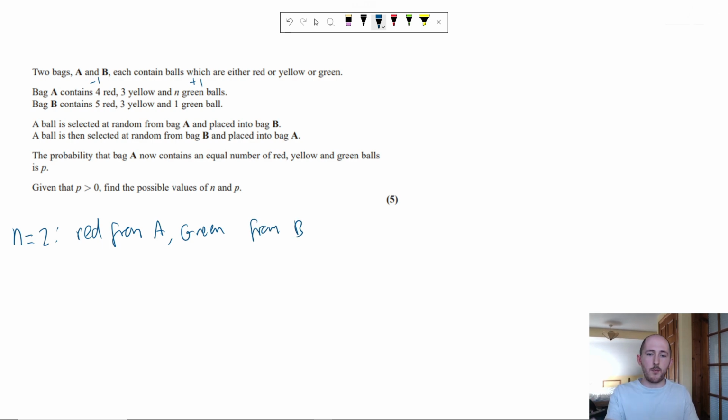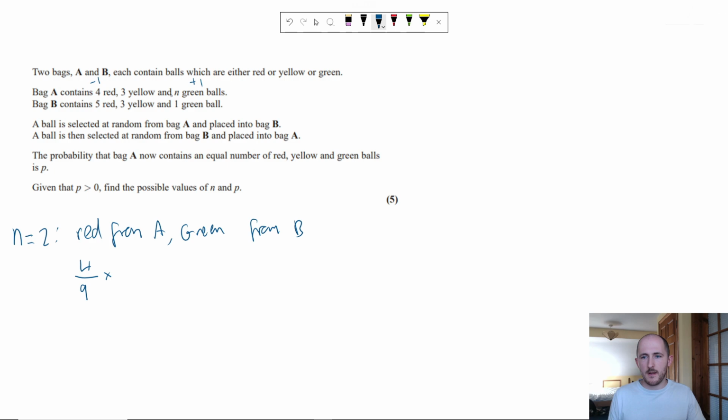Let's work out the probability of that happening. What's the probability of taking a red from A if we have 2 green balls? Well, how many red balls are there? There are 4. And how many are there in total? So 4 plus 3 is 7, plus 2 is 9.